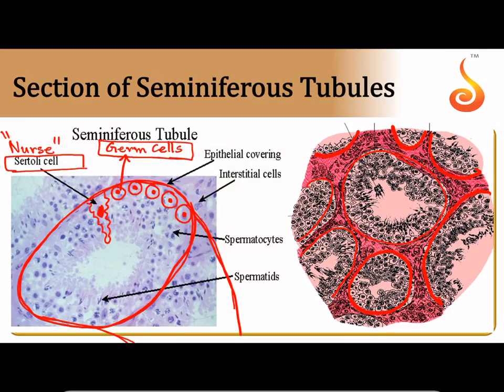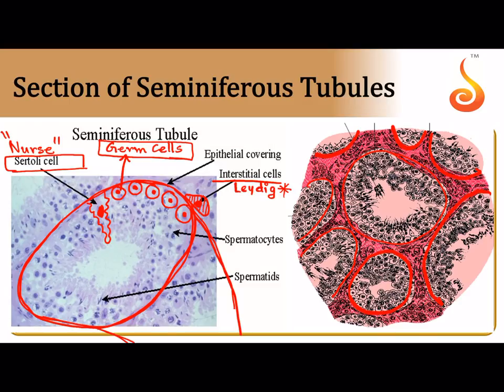Now, all of you notice outside the seminiferous tubule, they have shown a cell over here, which I'm going to try and shade for you. This cell, which is labeled, is not inside the seminiferous tubule, but outside. So this cell, which is outside the seminiferous tubule, is called the interstitial cell. You have learnt it as the Leydig cell. So the Leydig cells are the ones which are found outside the seminiferous tubules.